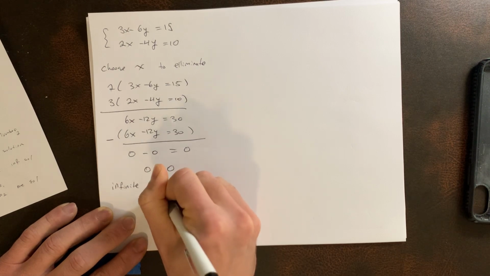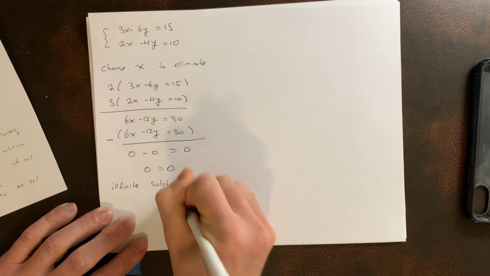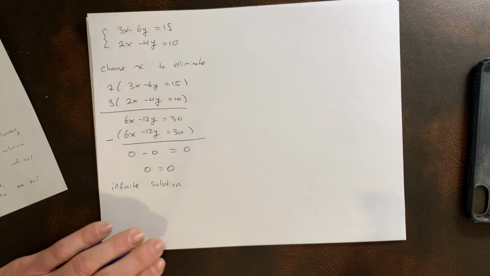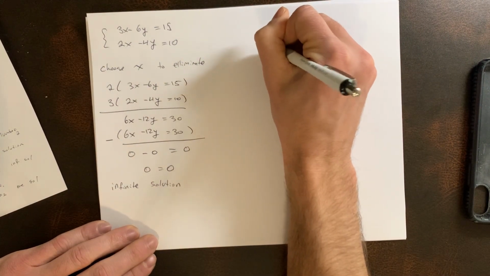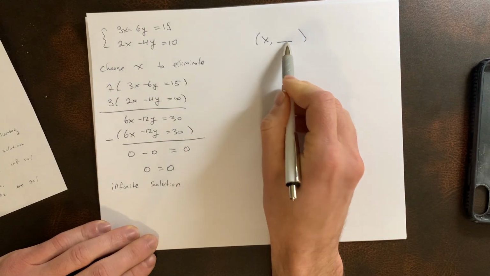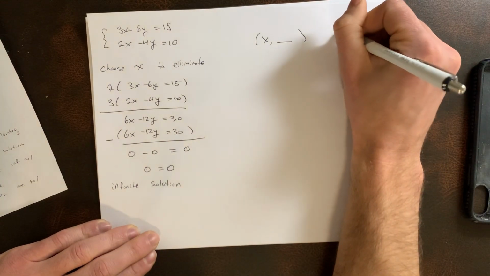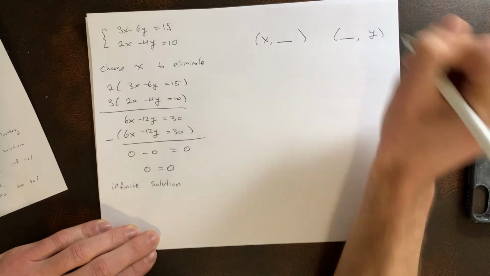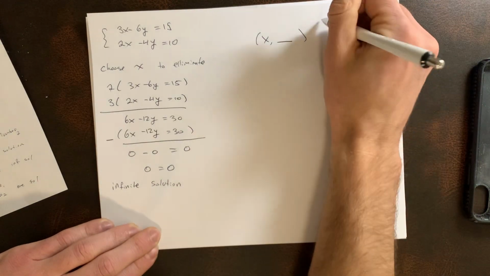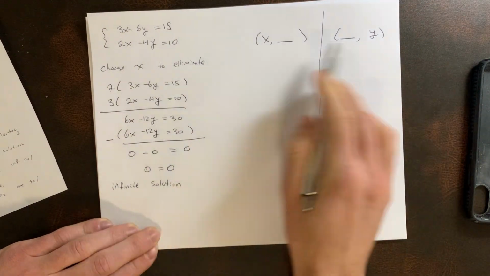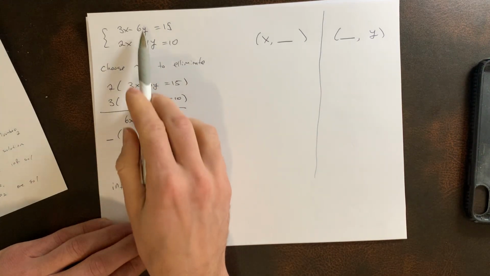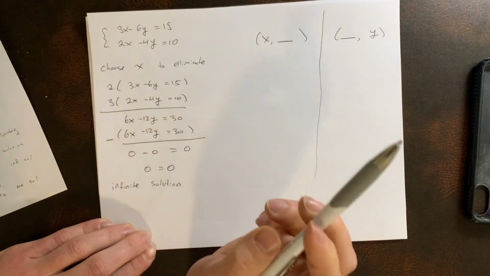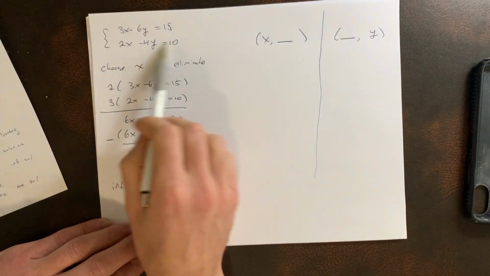Whenever this happens, there are two ways we write our solution. On the online homework, it's either going to give you something that looks like this: x, and then an empty spot where the y is, or it can give you an empty spot where the x is, and y. We'll do this problem for both of these situations. Once we see that we have infinite solutions, we go back to our original problem and just pick any of the equations. It doesn't matter which one. We could just choose the second one.